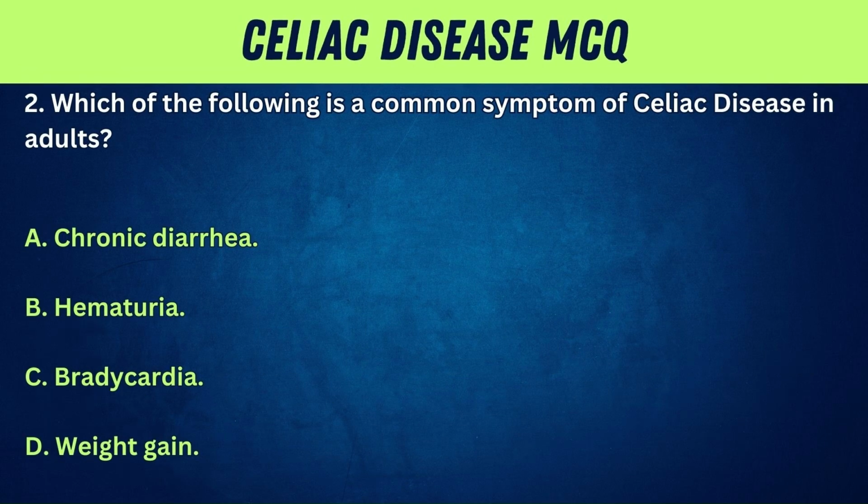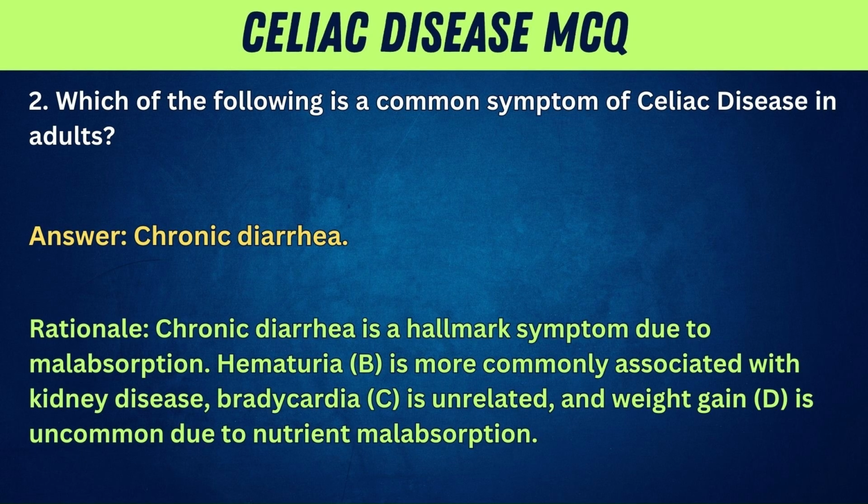2. Which of the following is a common symptom of celiac disease in adults? A. Chronic diarrhea. B. Hematuria. C. Bradycardia. D. Weight gain. Answer: chronic diarrhea. Rationale: chronic diarrhea is a hallmark symptom due to malabsorption.